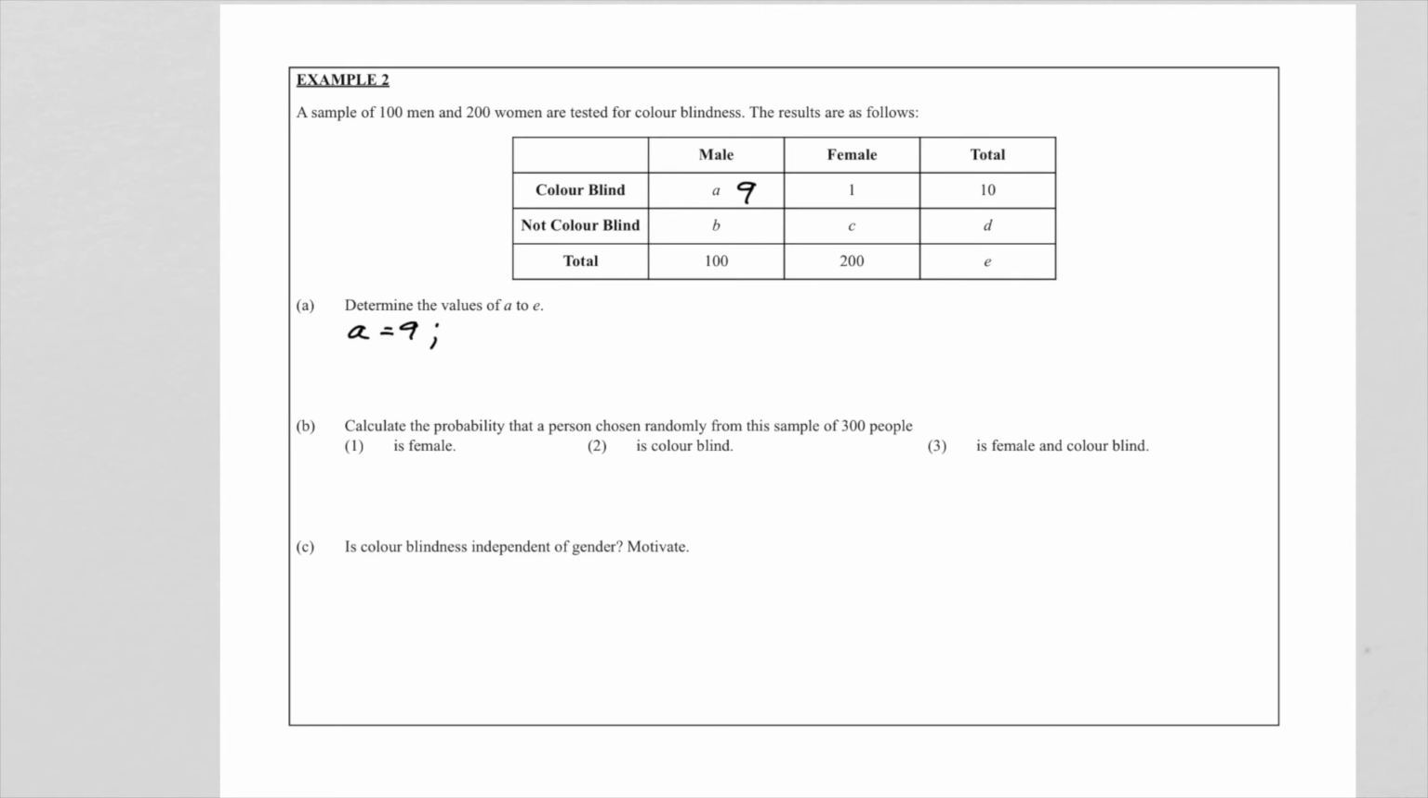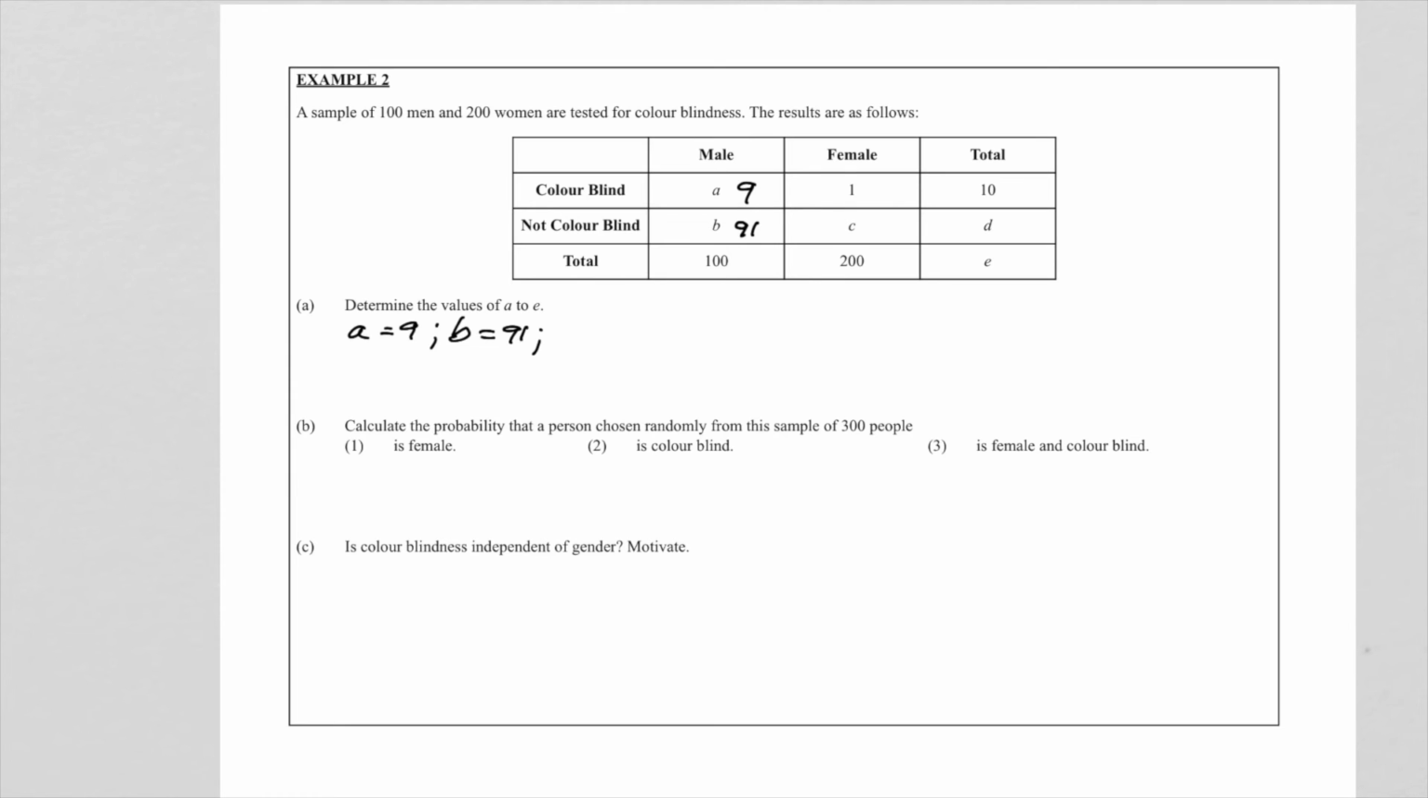So you can see 9 plus 1 is 10. Now, if I add them vertically, 9 plus what is 100? Or you can say 100 minus 9. And I think you agree with me that will be 91. So we can say B is equal to 91.